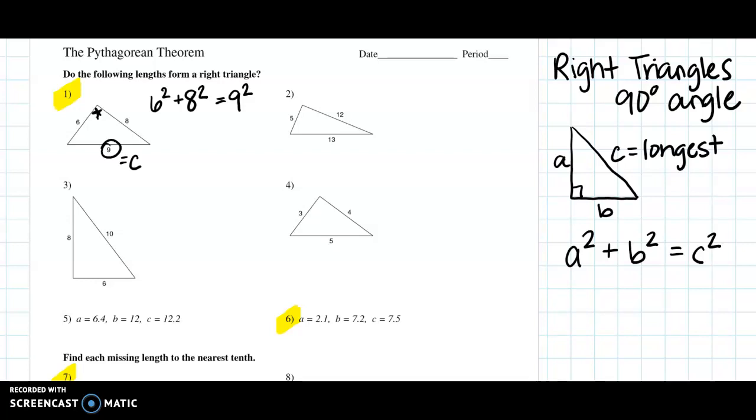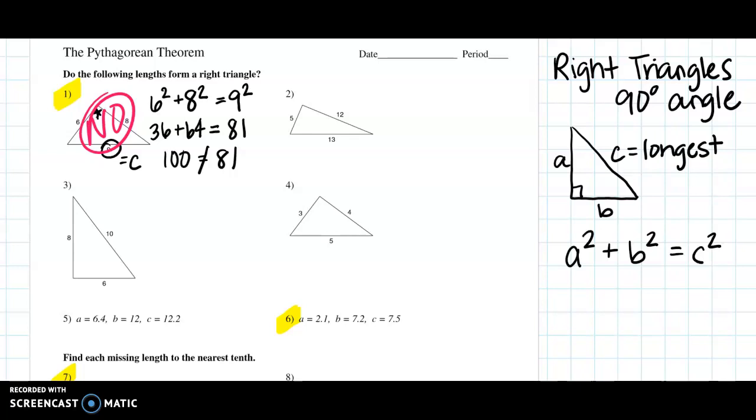A squared, 6 times 6, is 36. B squared, 8 times 8, is 64. And C squared, 9 times 9, is 81. Our question is, is this a true statement? Well, 36 plus 64 is 100. And 100 does not equal 81. So that means this is not a right triangle.